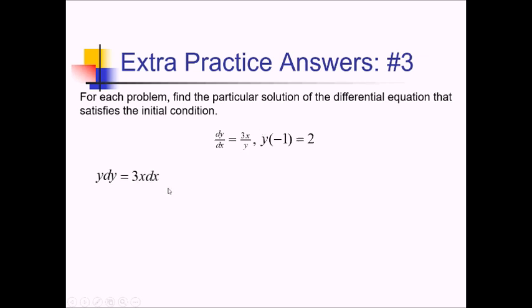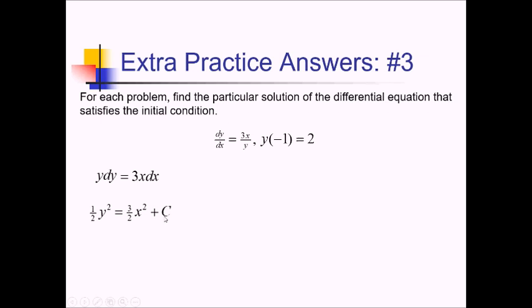Now to take the antiderivative of each side. On the left side, using the reverse power rule, this is going to be 1/2 y squared. And on the right side, this is also an x squared, and we're dividing by 2. So 3/2 x squared. Don't forget the plus c.